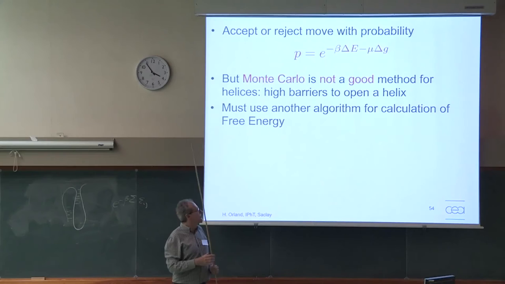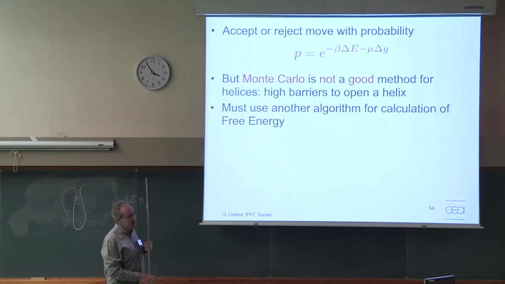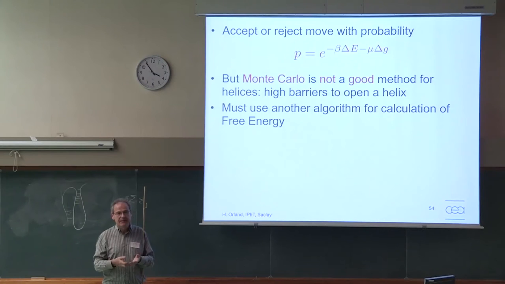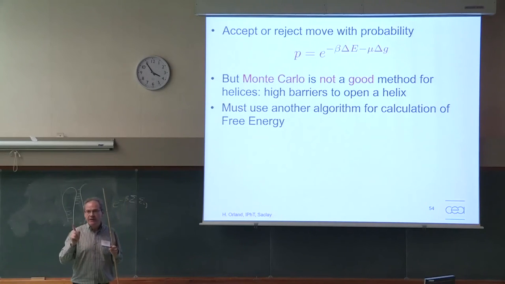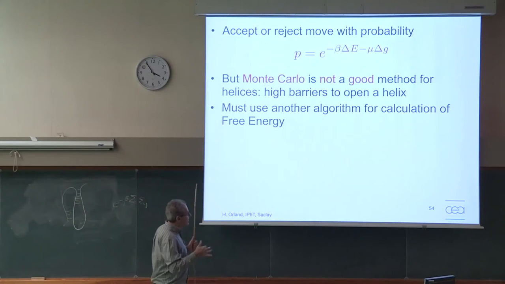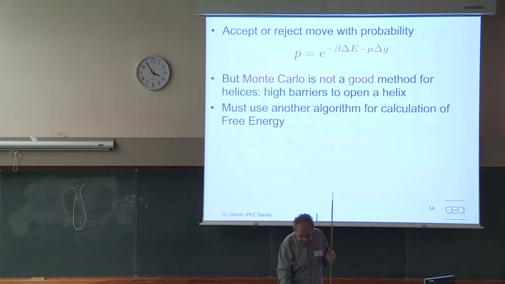So what you do, you calculate the delta E, you calculate the delta G, and you accept or reject with this probability. Of course, this method is not good for helices because a helix can be like 10 bases long. If you have to open a helix, it's very difficult, because you have to go uphill all the time, 10 times in a row, so you will never manage, especially at room temperature. So you must use another algorithm for the calculation.